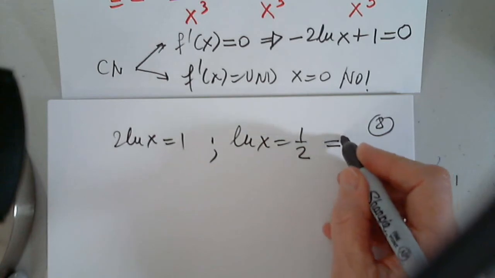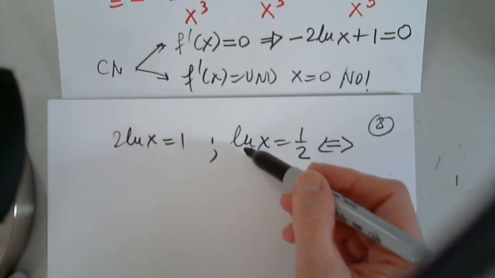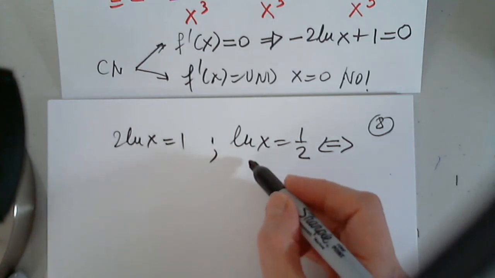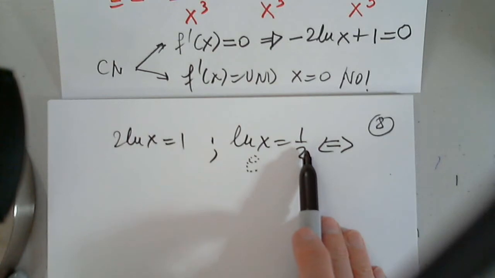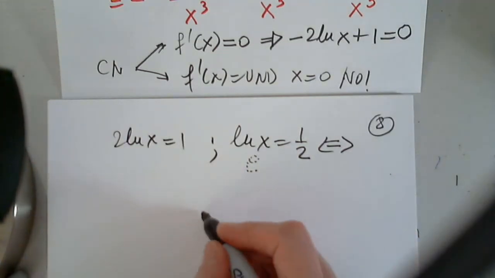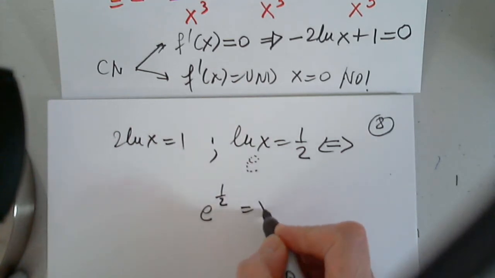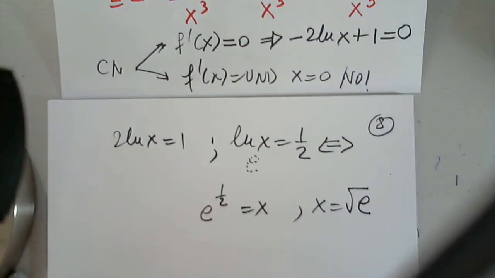And remember, this is equivalent to, what is the base here? I don't see any base. What is the base of natural log? E. E raised to this power equals x. So e raised to 1/2 equals x, but e to 1/2 is the square root of e.